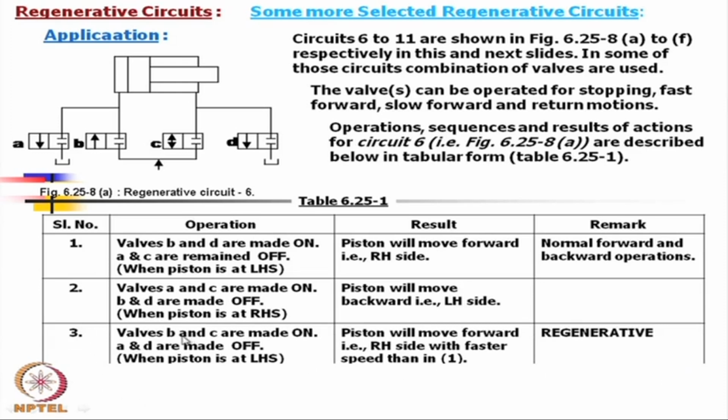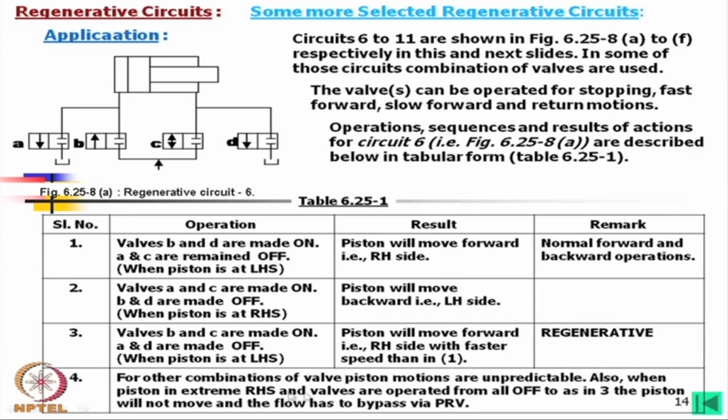Now, valves B and C are made on, both these valves are made on and A and D are off. The piston will move forward, that is, to the right hand side, with faster speed than before. So, this must be regenerative. Okay. For other combinations of valves, piston motions are unpredictable.